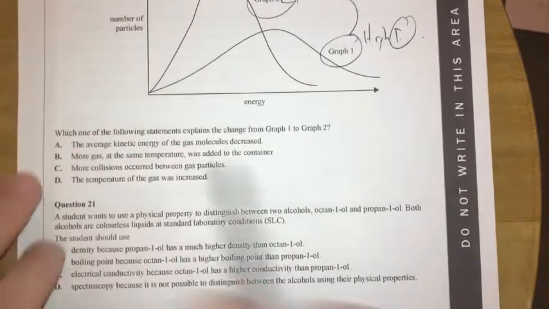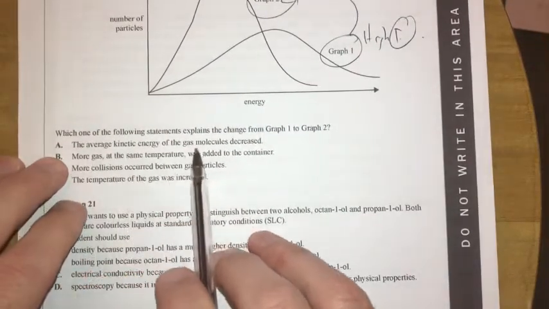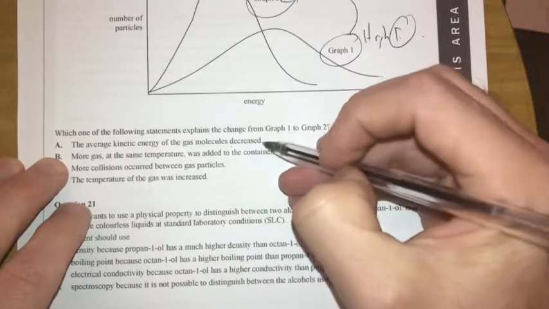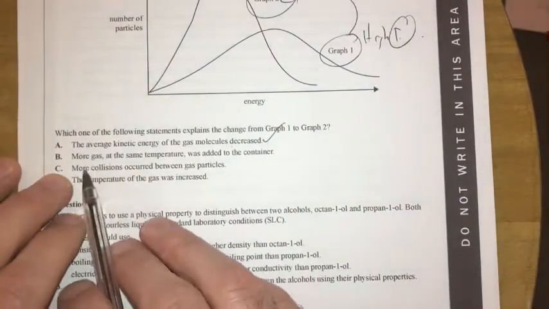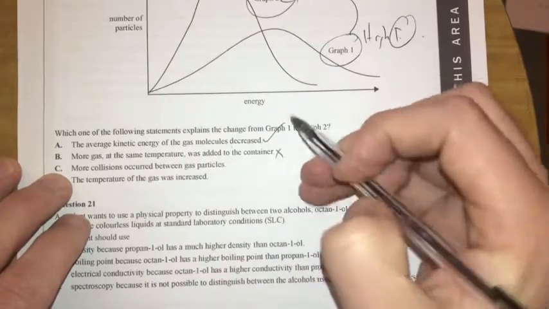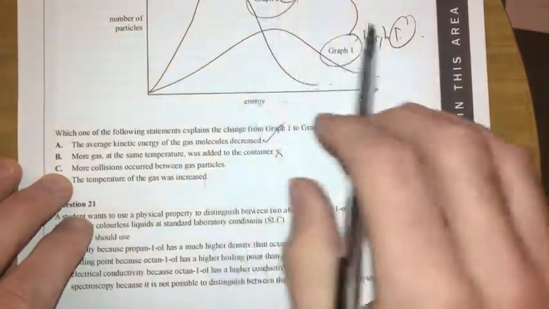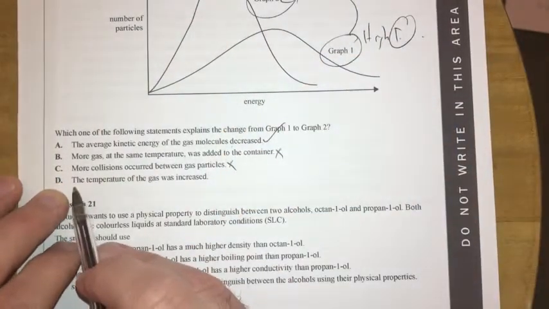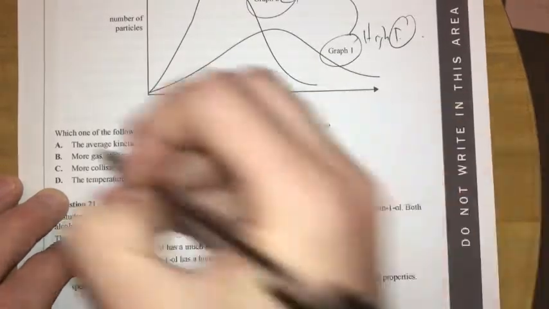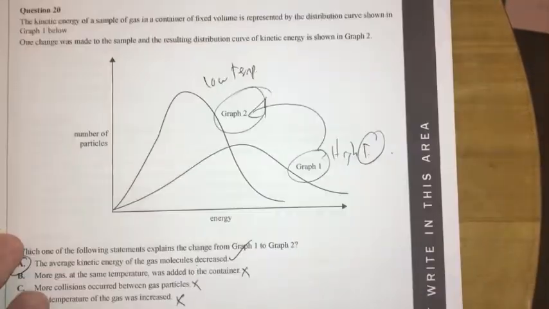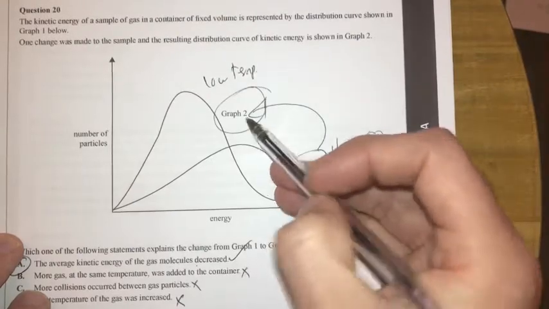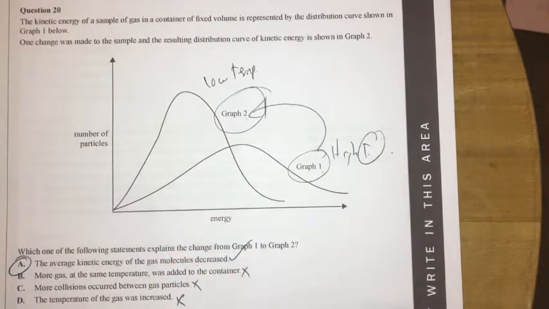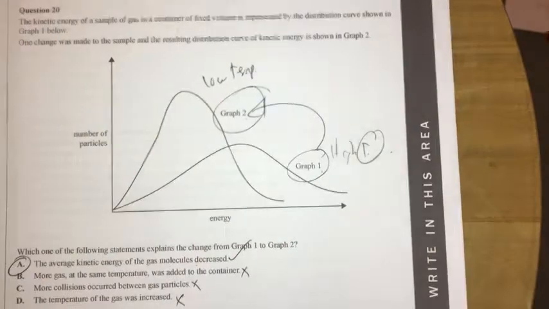Maxwell-Boltzmann distribution. The average kinetic energy of gas molecules has decreased from graph 1 to graph 2. That's true because we've lowered our temperature. More gas at the same temperature was added. That's not right because all we're doing is changing our temperature. More collisions occurred. That's not right because we've lowered our temperature. The temperature of the gas was increased. That's not right. The answer is definitely A there because we can clearly see that from graph 1 to graph 2 it's lowering temperature. Got to be careful with this question because they've put graph 2 as the first one written from left to right, so it could be confusing.